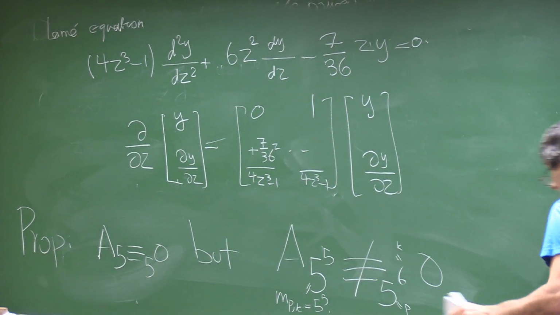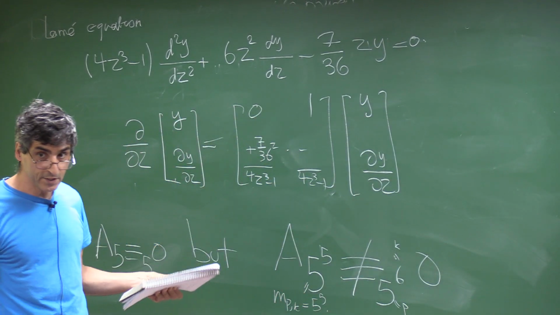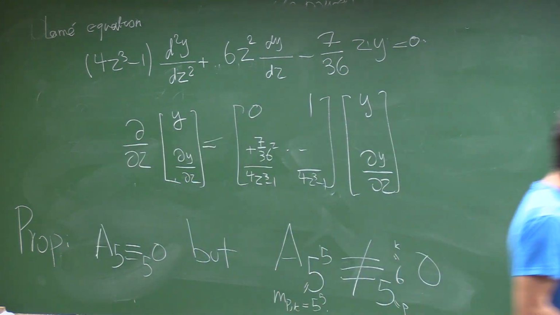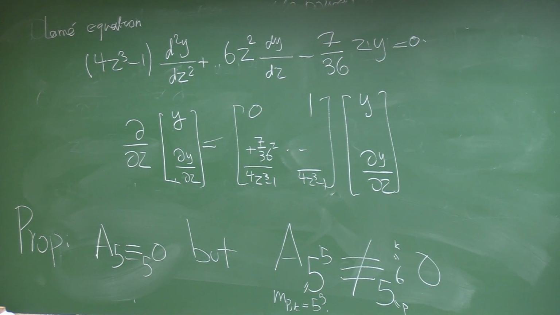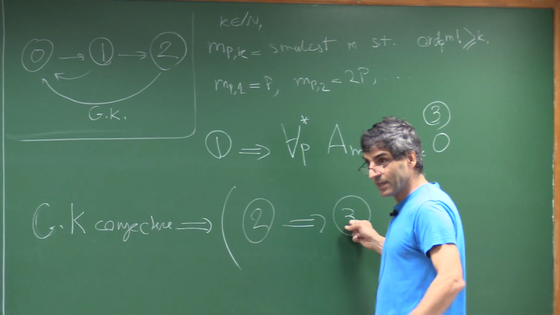Okay, so the point is that this is not a counterexample, of course. And what is the reason this is not a counterexample? Because the hypothesis of this: if the Grothendieck-Katz conjecture is true, then 2 implies 3.